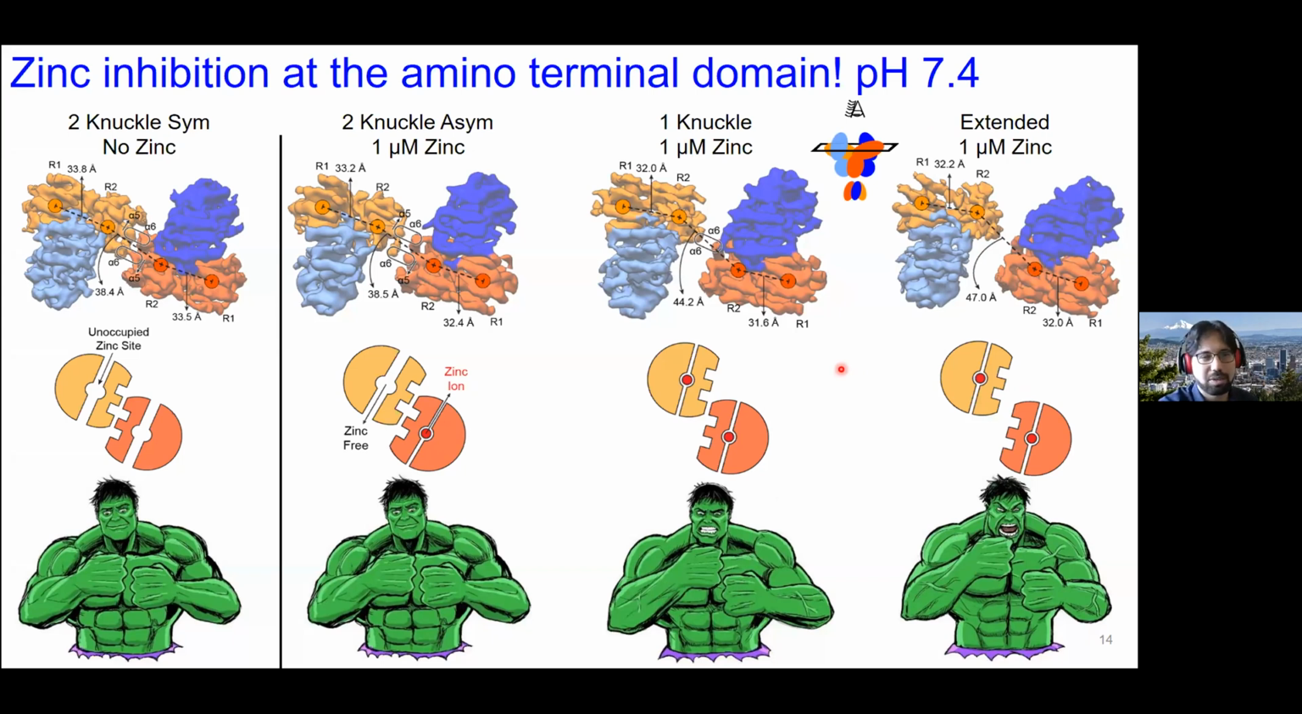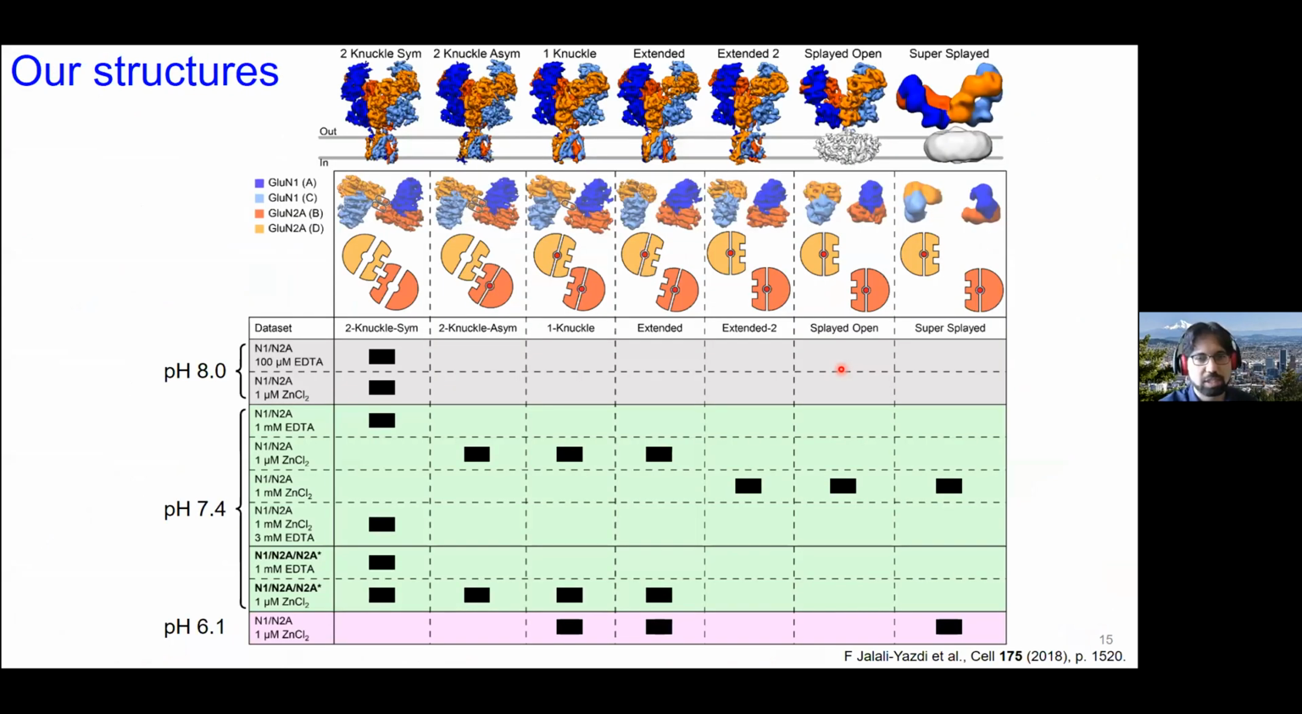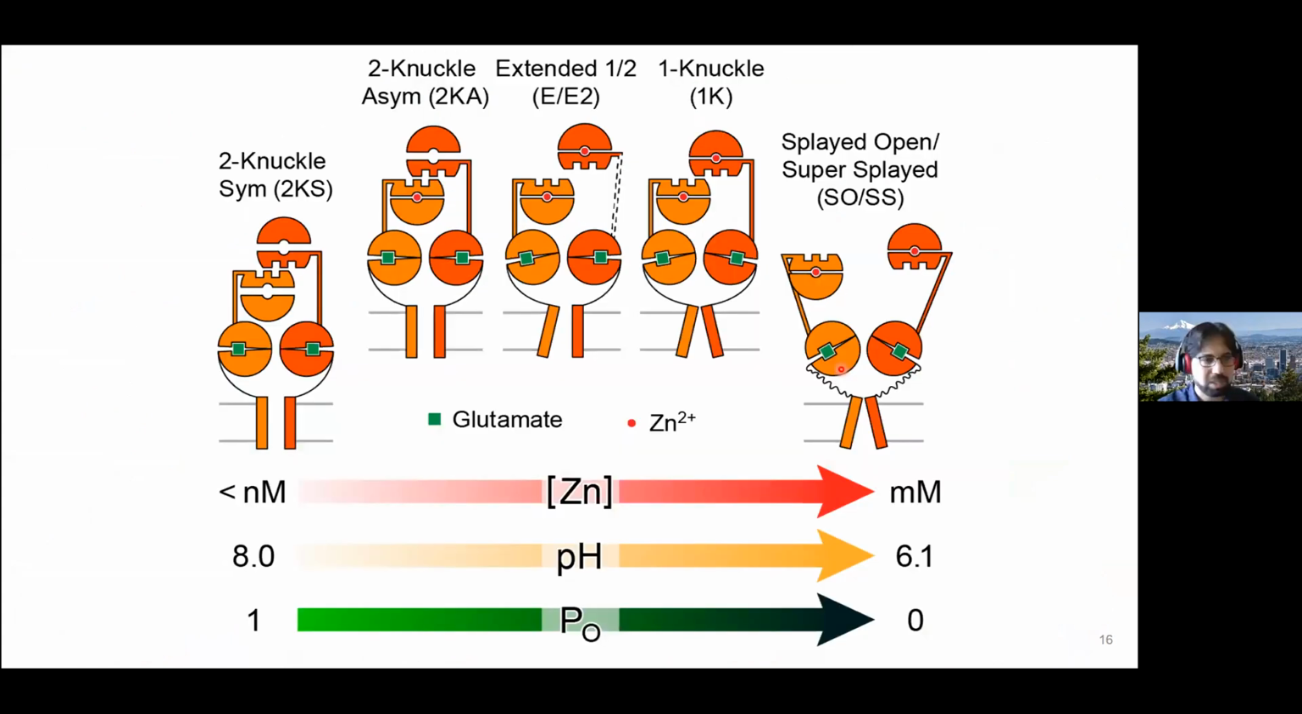Throughout this project, we collected 10 different data sets at 3 different pH values and multiple zinc concentrations. That really gave us an ensemble of structures. So we got 18 structures belonging to 7 structural classes. When we put it all together, we noticed that there is a set of structures that represent the not inhibited or the less inhibited structures, and a set of classes that represent the more inhibited or the very inhibited conformations.